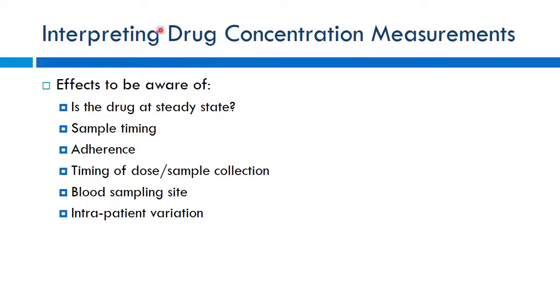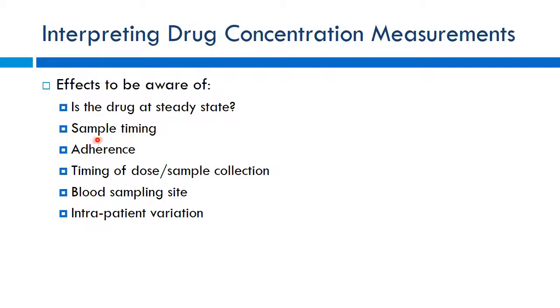Okay, so again, when we're interpreting these drug concentrations, there are effects you need to be aware of. Is the drug at steady state? We already mentioned this, but if you check before steady state, chances are you're going to have a level that looks falsely low, and that could lead you to up the dose or up the interval prematurely, which could lead to toxicity. So we don't want to do that.